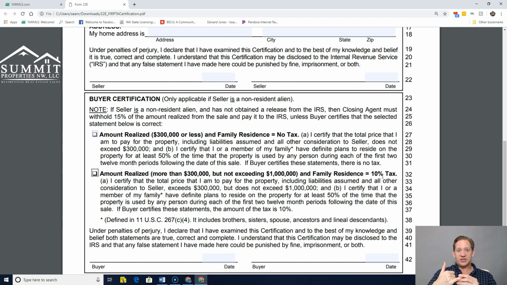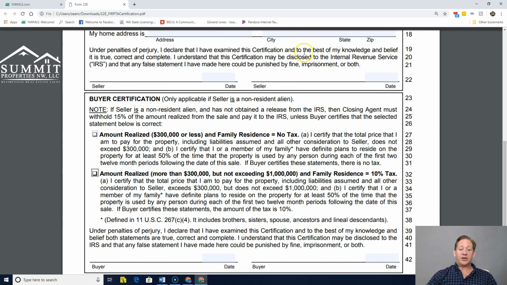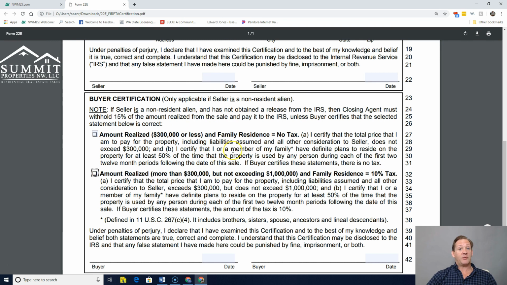One is the seller just straight up pays 15%, escrow pays it. Or the seller is a non-resident alien and they get a non-resident alien exemption from the IRS. You can have that option, or you can still be a non-resident alien and have no tax liability, like in the first option. Or the second option, you can have 10% of the proceeds paid out as tax. So those are the different options that this form lays out.